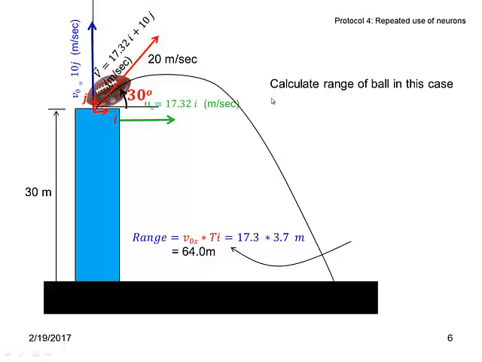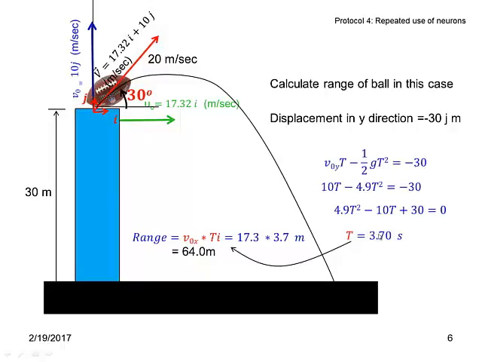In this problem, we find the time of flight to be 3.7 seconds, in the same manner we have discussed previously. And multiplying this time of flight with the initial velocity component in the x direction, which is 17.3 meters per second, we get the horizontal distance traveled as 64 meters.